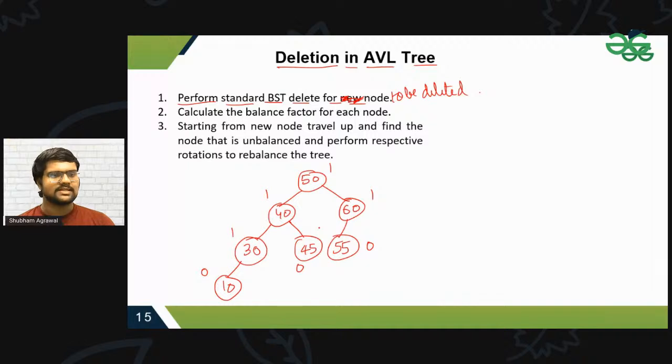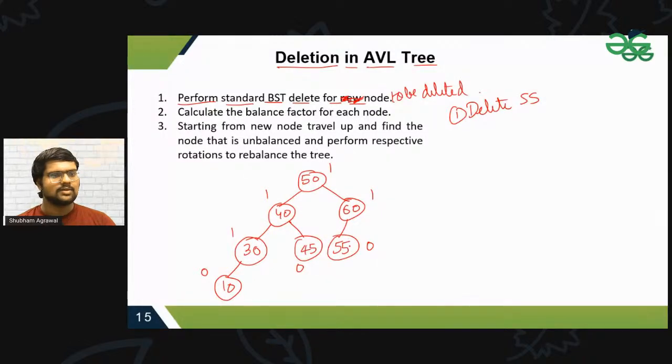So let's delete 55. When we delete 55, first we will compare 55 with 50. 55 is greater than 50, so we will go to the right subtree. Then 60 is greater than 55, so we'll go to the left subtree, and here 55 is there. And now we will perform the standard BST delete.